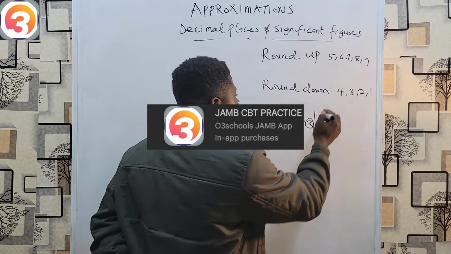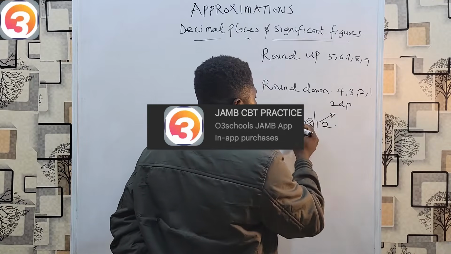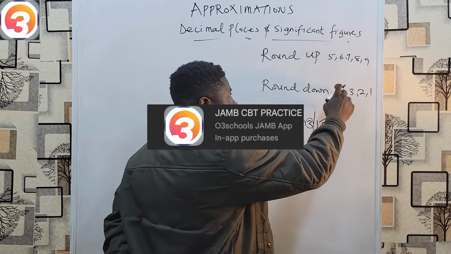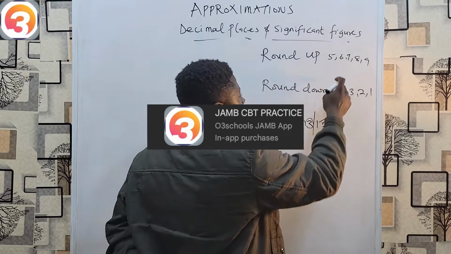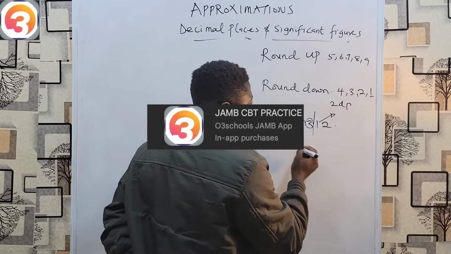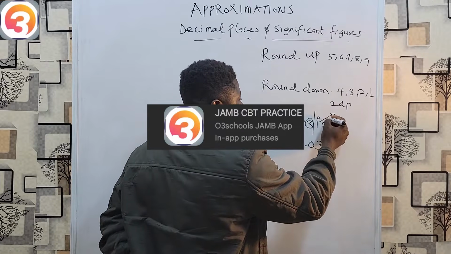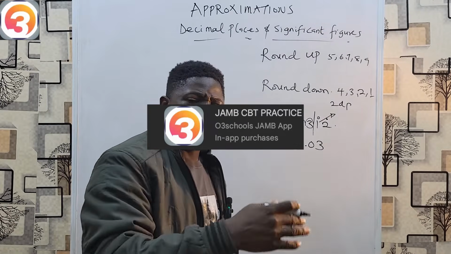So in this case, if it is to 2 decimal places, we have counted 1, 2, and we have to say: do you round up 1 or round down 1? We round down 1. So our answer becomes 0.03. When we round down, the other numbers become 0.